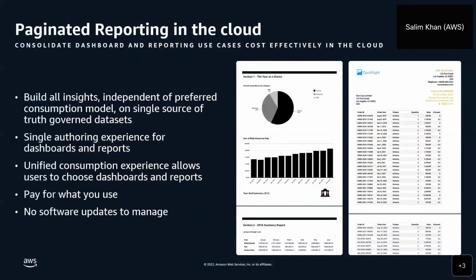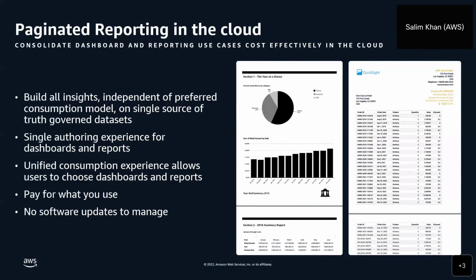The paginated reporting feature for QuickSight now allows customers to create and share highly formatted, personalized reports containing business critical data to hundreds of thousands of end users without any infrastructure setup or maintenance, or upfront licensing or long-term commitments. Right? We have a unified authoring experience.